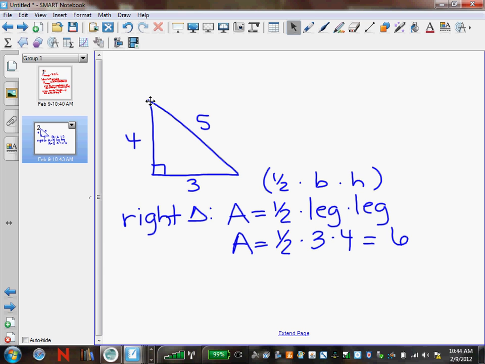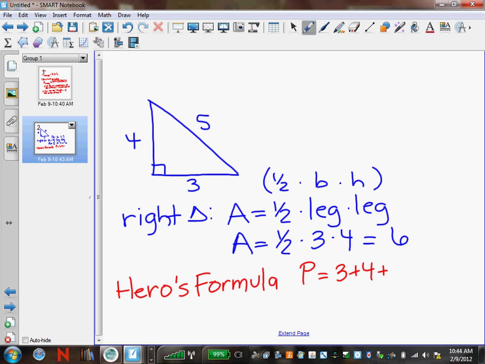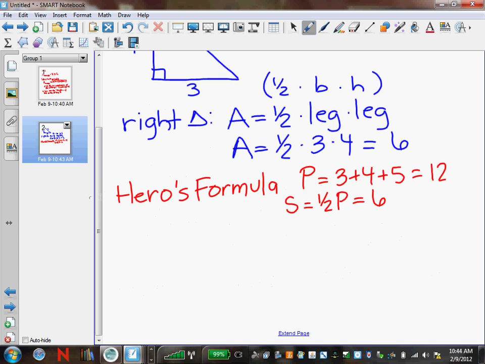If we use Hero's formula, we need to find the semi-perimeter. So let's do the perimeter. 3 plus 4 plus 5 to give us 12. Half of the perimeter will be 6.